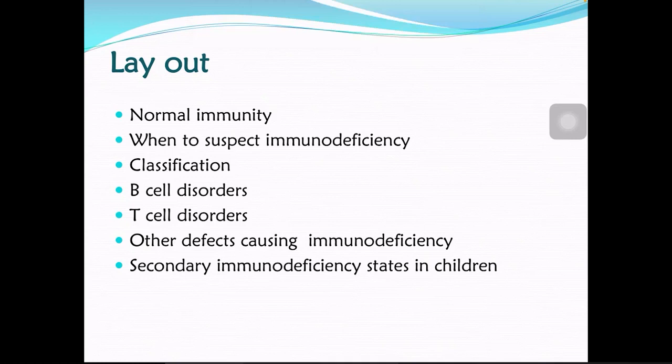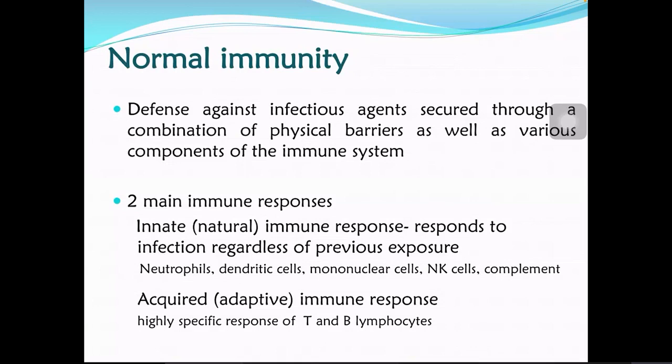So if you talk about normal immunity, that's in children who have normal immune systems, or for us, you and me, the defense against infectious agents is usually secured through a combination of physical barriers. So we all know that skin is a physical barrier. We have intact mucous membranes, and there are also various components of the immune system.